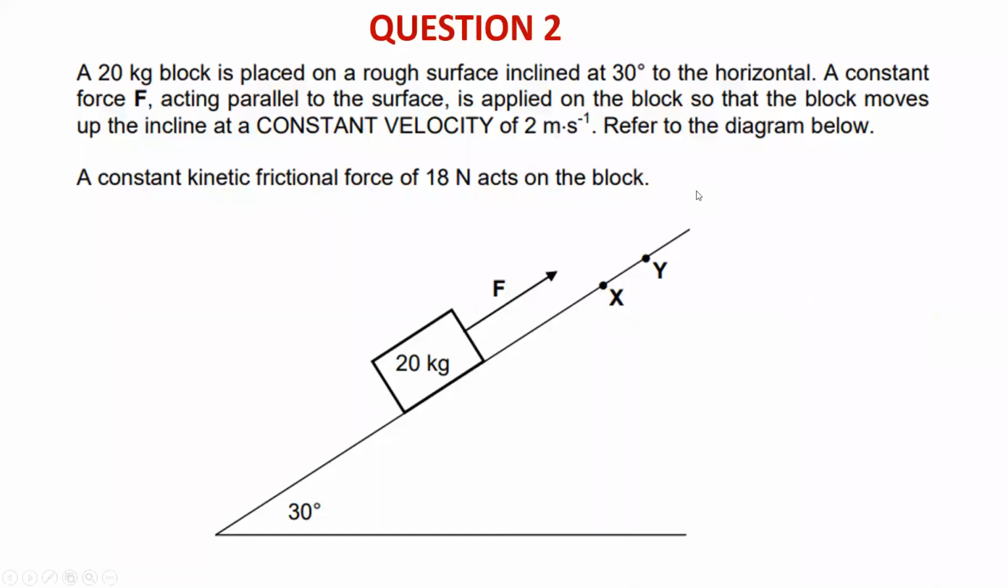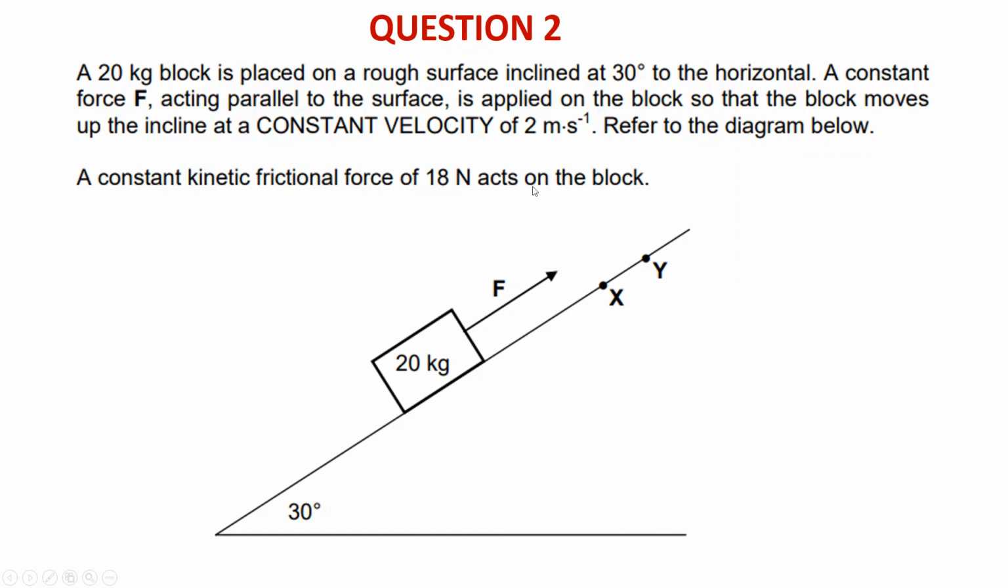Please go to the link, get the questions and try first. All right, let's see what they ask. We have a 20 kg object, and then we have an applied force F. How many newtons? We don't know. Okay, constant force. And then they said it is moving with constant velocity. It means acceleration is 0. And then we have a frictional force of 18 newtons on the block.